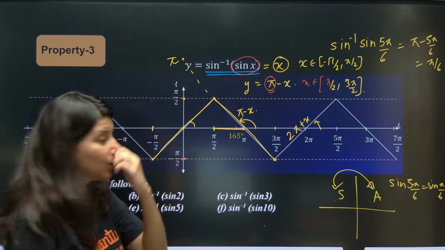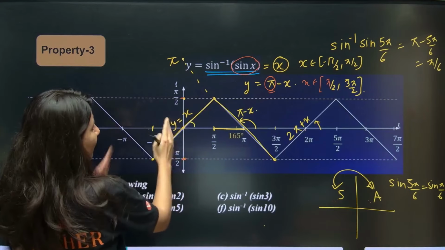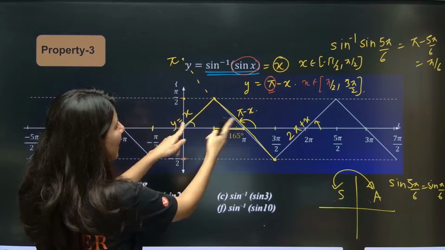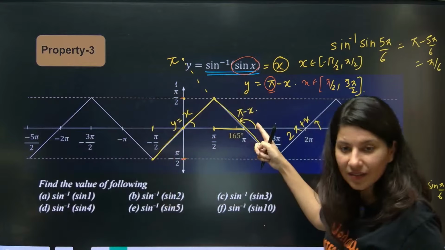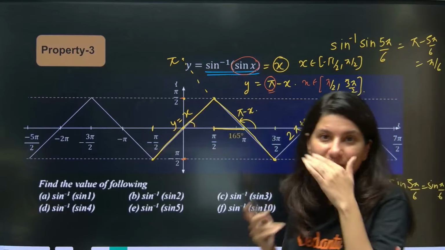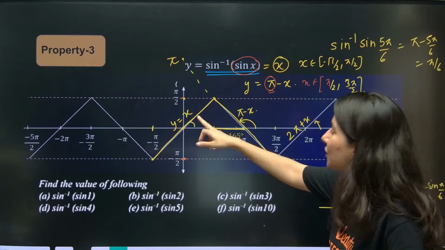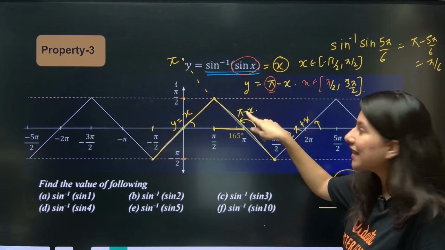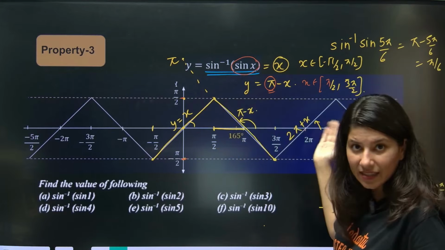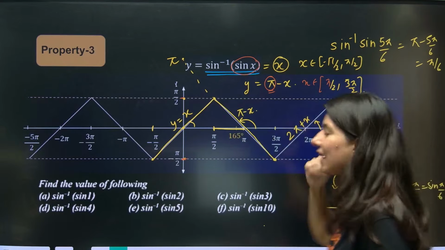Okay, so let me tell you. Y is equals to x. Now you have to just add pi in it and change the sign of x. So see, x was there. So next graph will be what? Ma'am, this was x. So now it will become minus x and add pi. So 2 pi and plus x. 2 pi plus x.